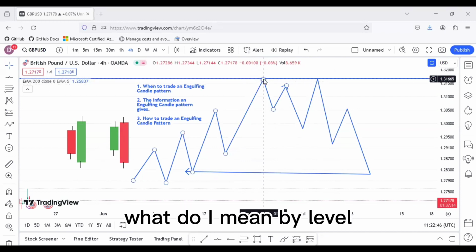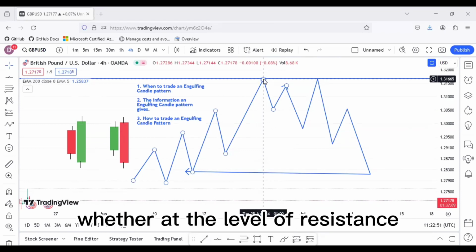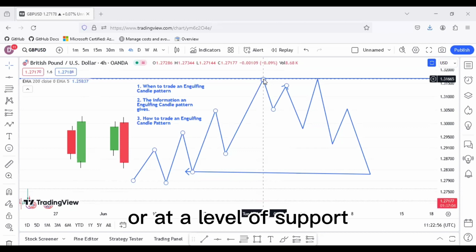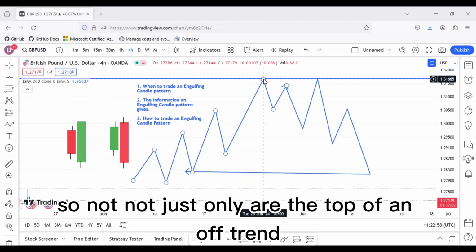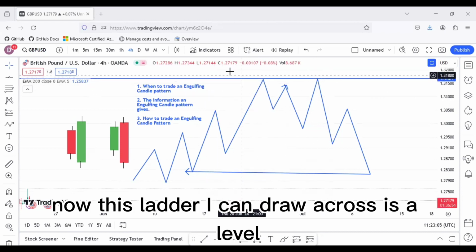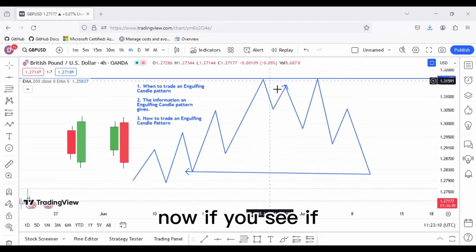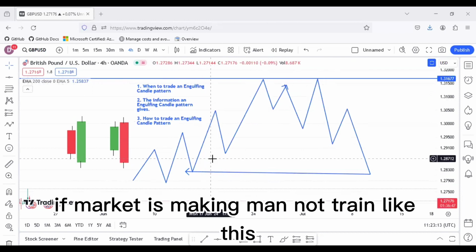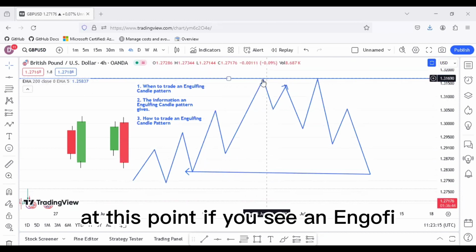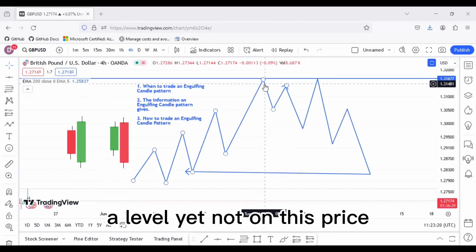What do I mean by a level? Whether at a level of supply or at a level of demand, whether at the level of resistance or at a level of support. So not just at the top of an uptrend, but at the top of an uptrend at a level. This line that I draw across is a level. This is a level of supply. Now, if the market is making an uptrend like this, at this point, if you see an engulfing, you don't trade because this is not a level yet.